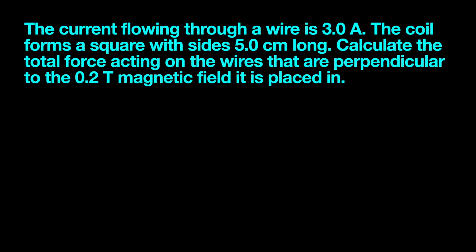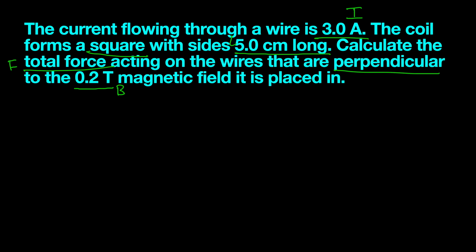Let's try one more. This one's a bit more difficult, and you may need to draw the question out to help you answer it. Pause the video and have a go. So, the current flowing through a wire is 3 amps. The coil forms a square with sides 5 centimeters long. Calculate the total force acting on the wires that are perpendicular to the 0.2 Tesla magnetic field.